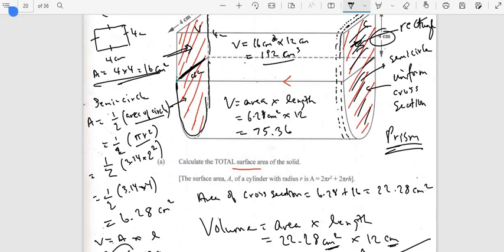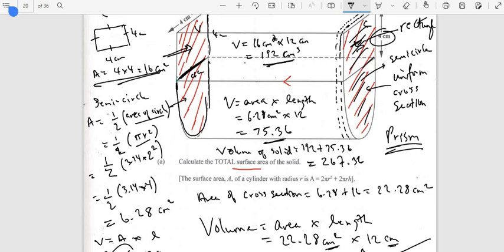Now when you add these two answers together, remember you want the volume of the entire shape. It will be 192 plus 75.36. So the total volume of the entire solid, the compound solid that we have there, will be 192 plus 75.36. The answer will be 267.36. So we got the same answer basically.